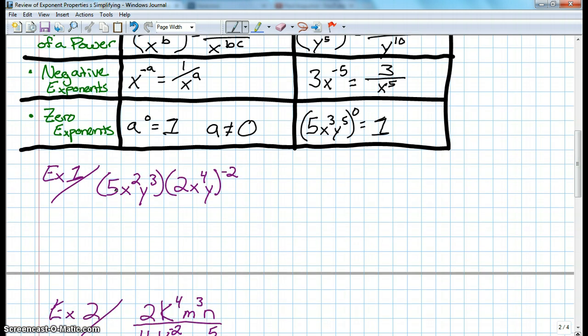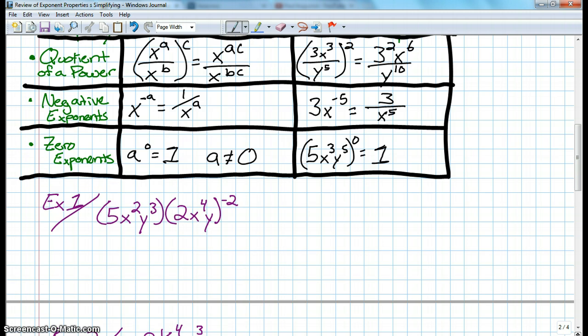All right, moving into this first example here. With this first example, we have 5x squared y cubed times 2x to the 4th y, all raised to the negative 2nd. The first thing I want us to look at with this example is taking this second monomial term and raising it to the negative 2nd. So we're not changing anything with the first. You can just take it out of the parentheses. It becomes 5x squared y cubed times, with everything being raised to the negative power here, 2 to the negative 2nd, x to the negative 8th, y to the negative 2nd.